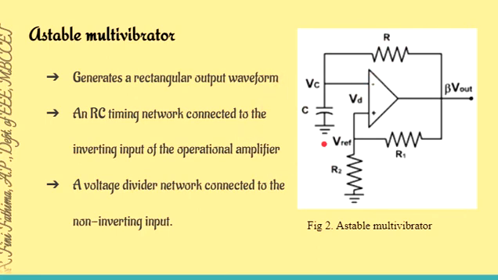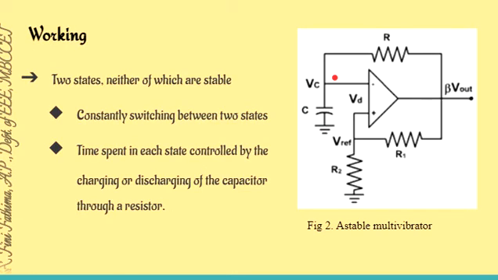There is an RC timing network connected to the inverting terminal of the op-amp, and it acts as an input signal, and there is a voltage divider network connected to the non-inverting terminal to provide positive feedback. The voltage at the non-inverting terminal is equal to the reference voltage. So this is the reference voltage, and the capacitor at the inverting terminal acts as the input voltage.